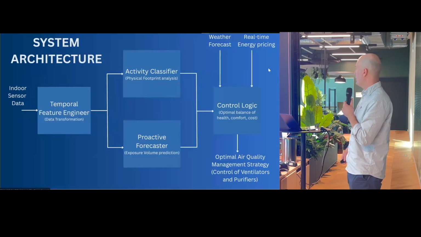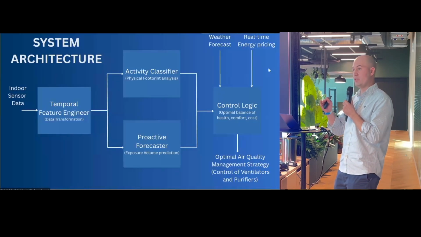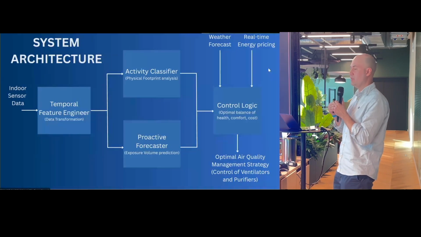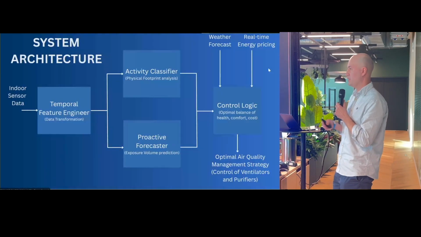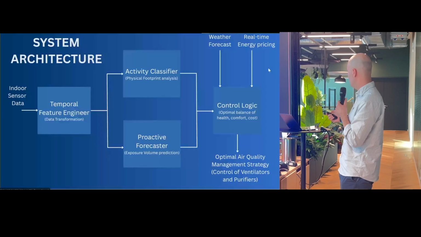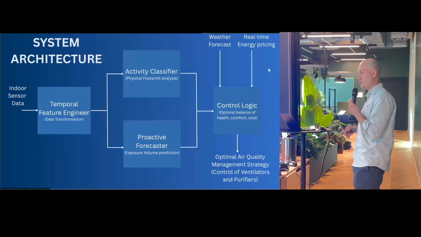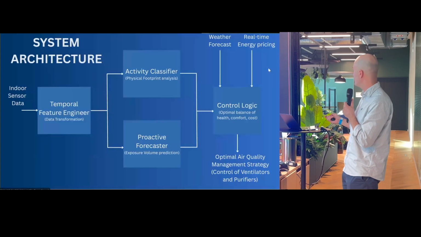Then the proactive forecaster will use that information of what activity is happening and also the current state of the air, and will produce a forecast of what pollution will be produced, for example, in 10 minutes or 30 minutes after the activity started. With this information, the control logic can determine the most efficient strategy for manipulating ventilators and purifiers.